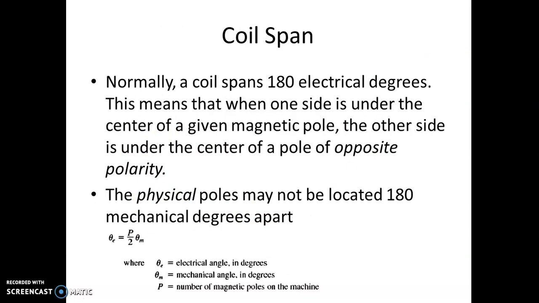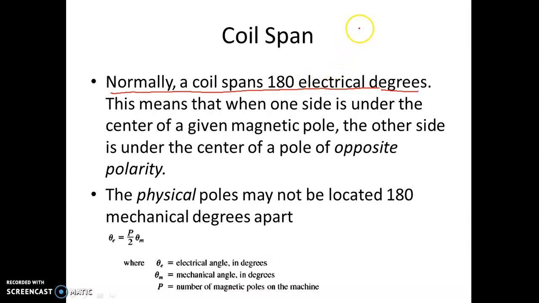Now, what is coil span? It's a very important part. Normally a coil span is 180 electrical degrees. I will tell you what an electrical degree is and what a mechanical degree is. A coil span of 180 electrical degrees means that when one side is under the center of a given magnetic pole, the other side is under the center of a pole of opposite polarity.